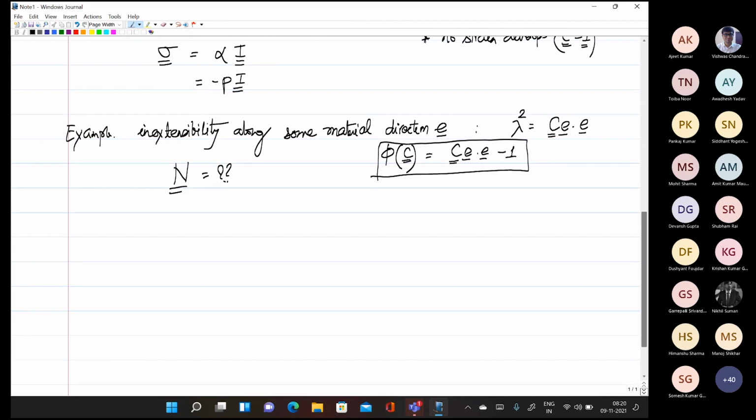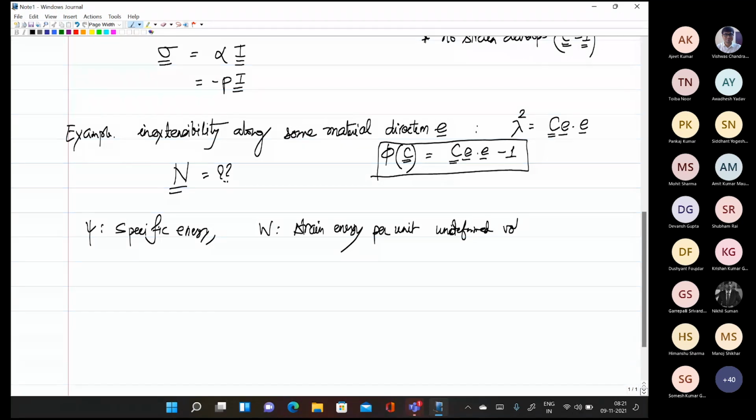So let me give you a specific example of material models. You remember earlier I had said to you, if you have an elastic material, you can work with the strain energy density function instead of working with the Helmholtz free energy density, right? And the relationship was, so the psi is specific energy, it is per unit mass, whereas W is strain energy density, so it is per unit undeformed volume. Okay, and you can get from one to the other. For example, W is simply equal to rho naught times psi.